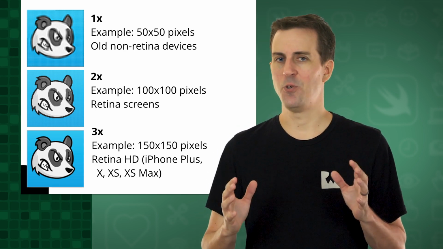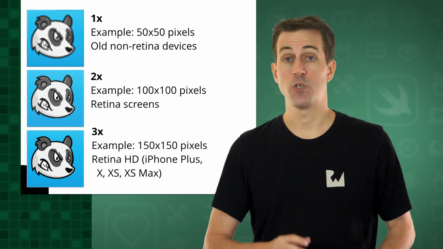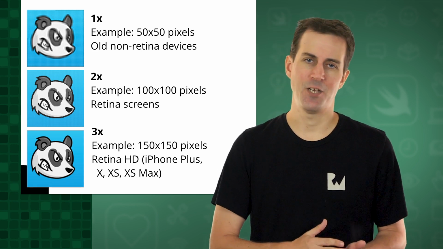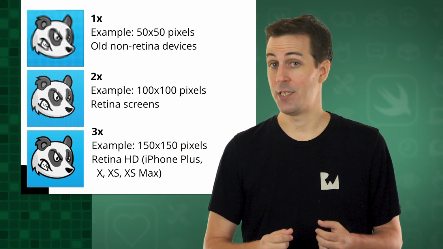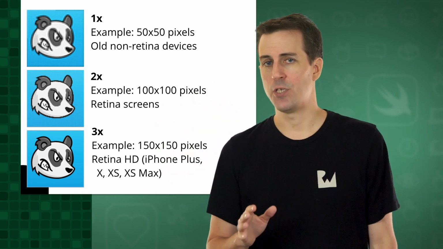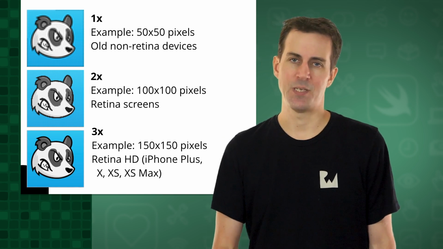2x is for high resolution Retina screens. This covers most modern iPhones, iPod touches, and iPads. Retina images are twice as big as the low-res images, hence the 2x. The images you imported just now include 2x images.